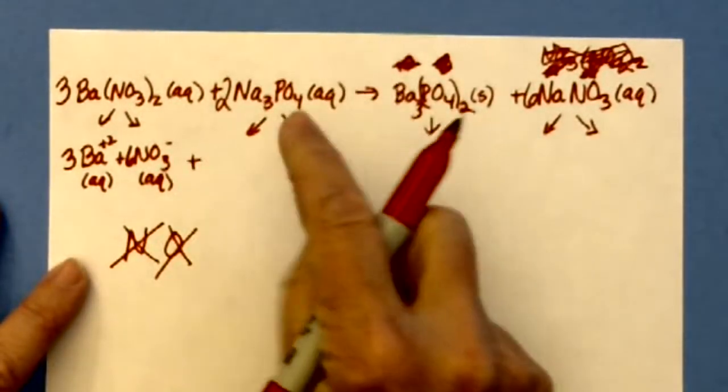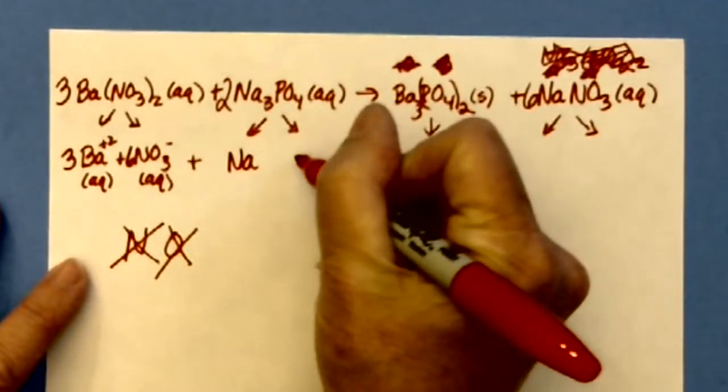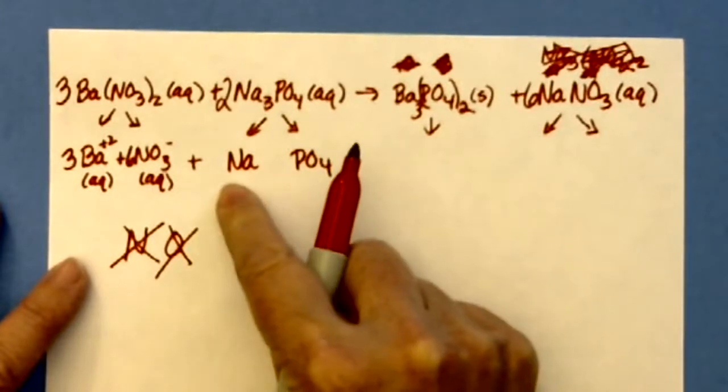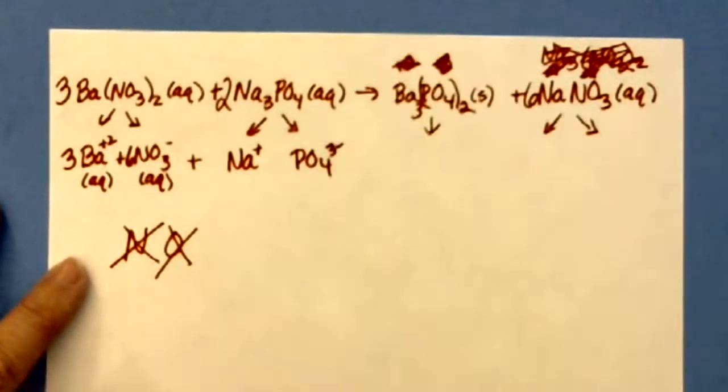Let's do the next one. So sodium phosphate breaks apart into, you guessed it, sodium and phosphate. But once they're broken apart, they have their charges. So sodium has a plus charge, phosphate has a 3- charge.